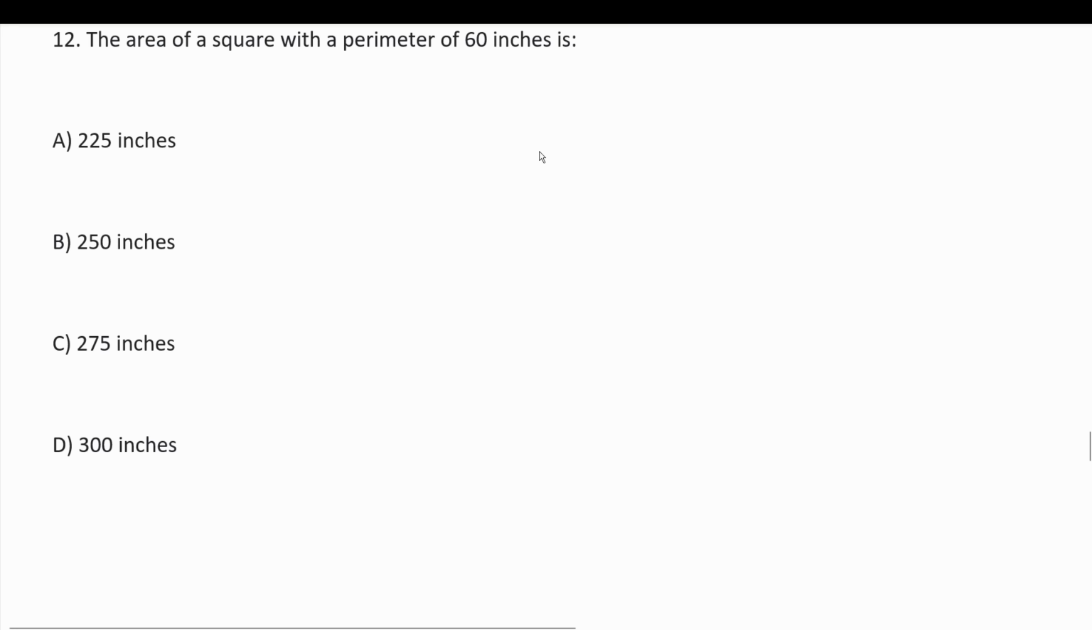All right, number 12 says the area of a square with a perimeter of 60 inches is. So we know we're dealing with a square, so let's draw a square. And what do we know about squares? Well, squares have all equal sides. And those bars I just drew say this side's equal to this side's equal to this side. All the sides are equal in a square.